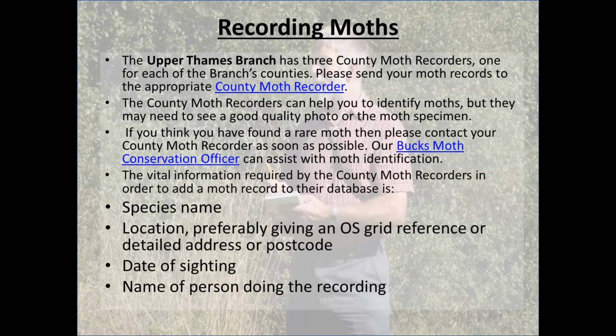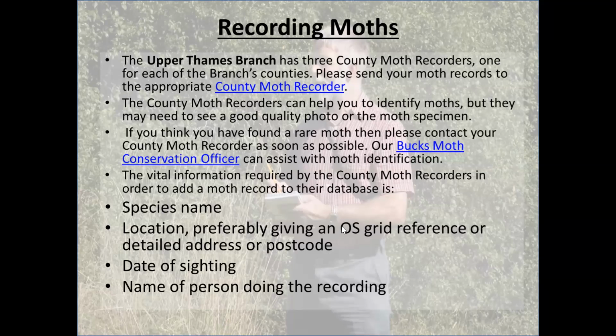So basically the same information is required by these moth recorders, but perhaps through different systems of recording it. They're going to need the species name, and it wouldn't hurt to give both the common English name, so to speak, and the scientific name. They would like a location with an OS grid reference as well as the name of the place, the nearest village or the nearest farm or something like that, or a postcode. If you can't do the OS grid references, they can work from postcodes.